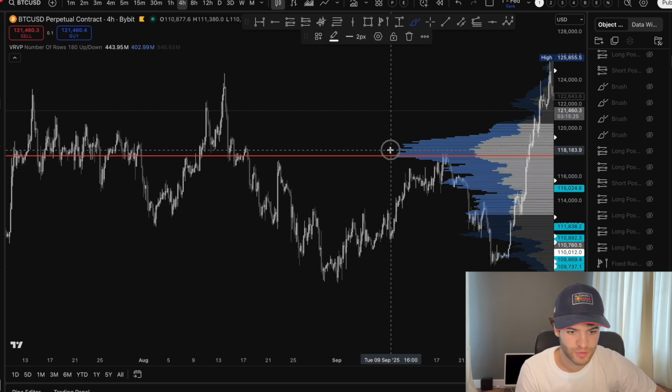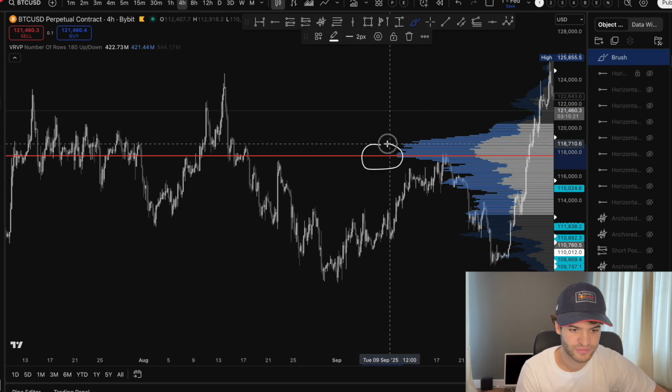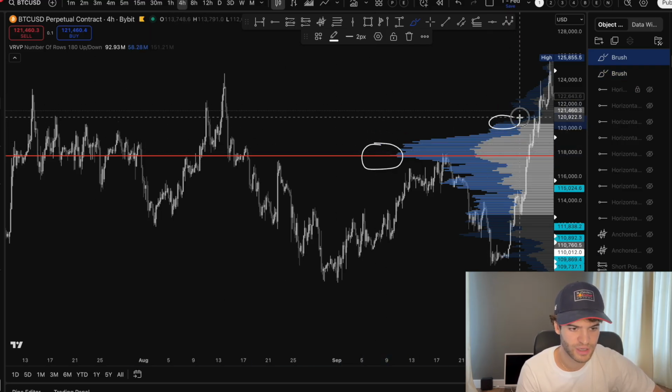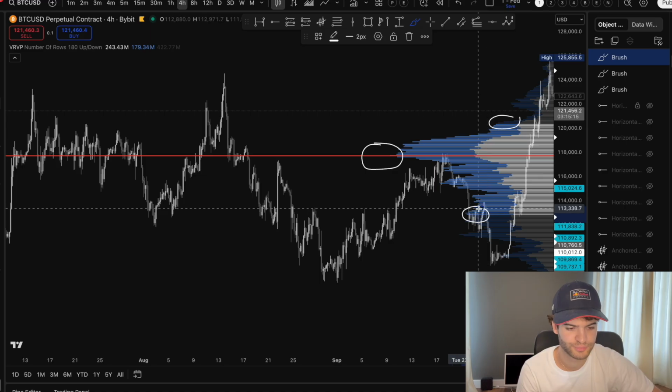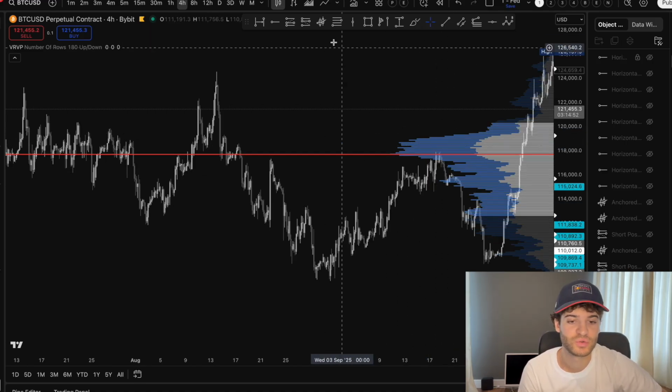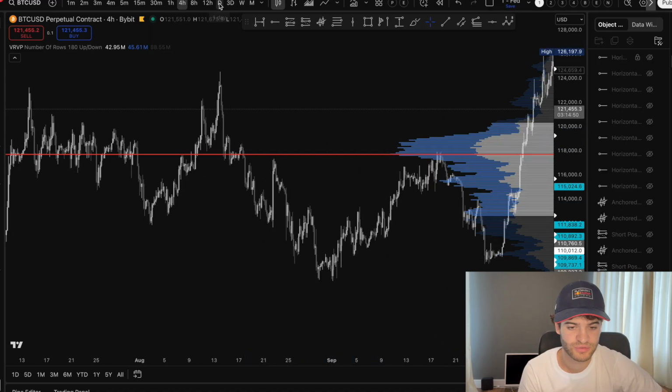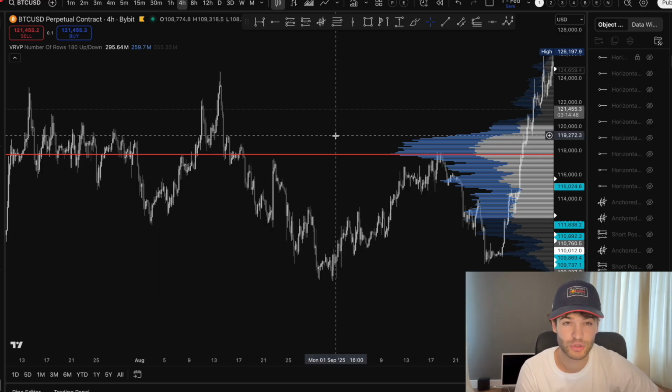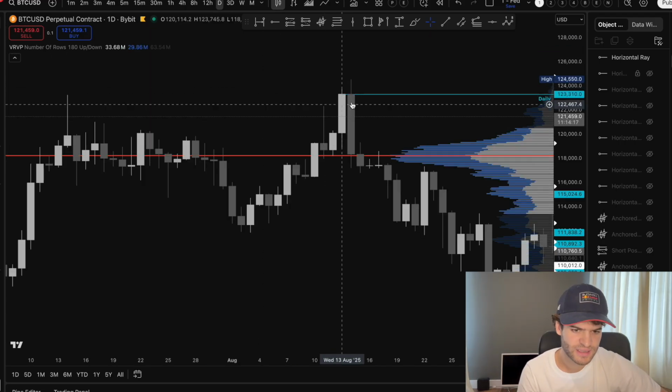And you will get a point of control, which is the highest point of volume traded in this range. Then it will give you the value area high and value area low. For now, what you can do is use this tool in confluence with the horizontal levels that we explained in lesson 3, I believe.